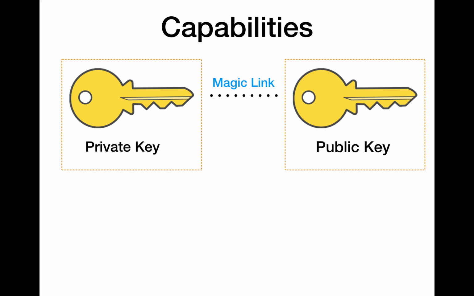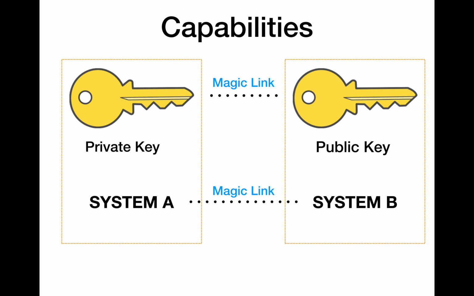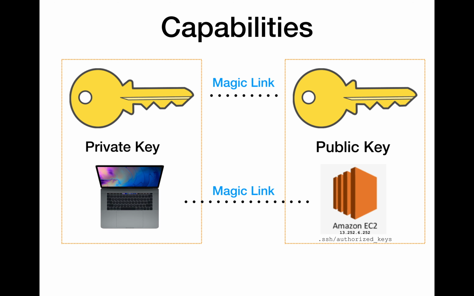So like I said before, when the private key and the public key are created, I'd like to imagine that there is a magic link between these two keys. So when a private key is installed on system A and a public key is installed on system B, these two systems can just automatically talk to each other. So in this case, the private key is installed on my computer and the public key is installed on EC2. We can just very simply SSH into the EC2 instance without specifying a PEM file.